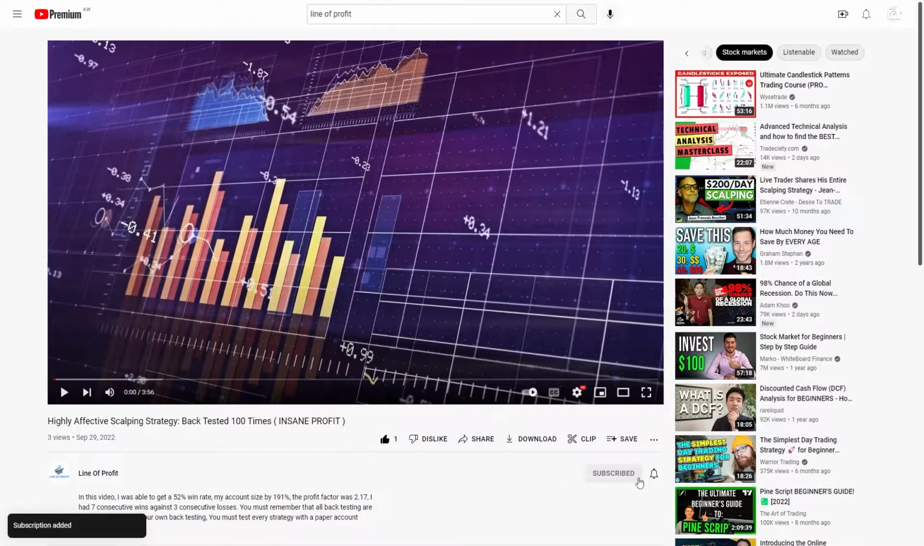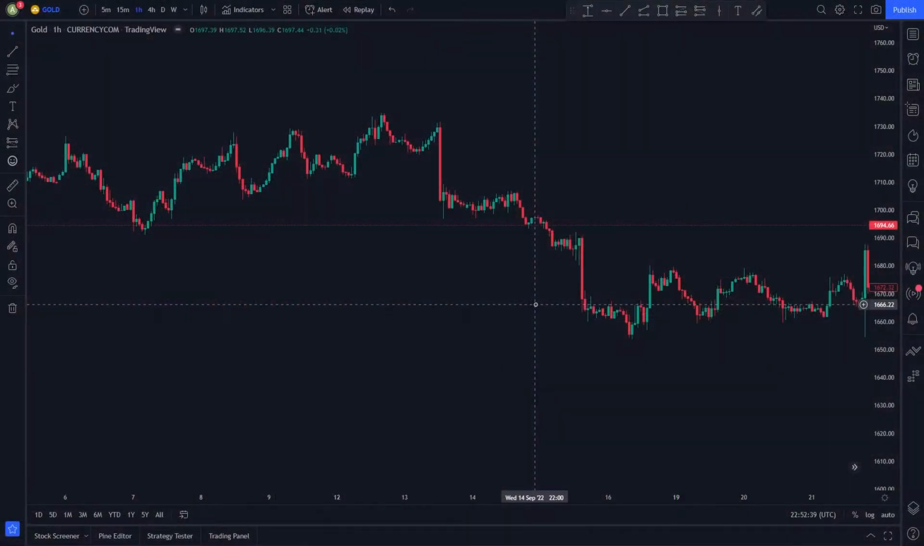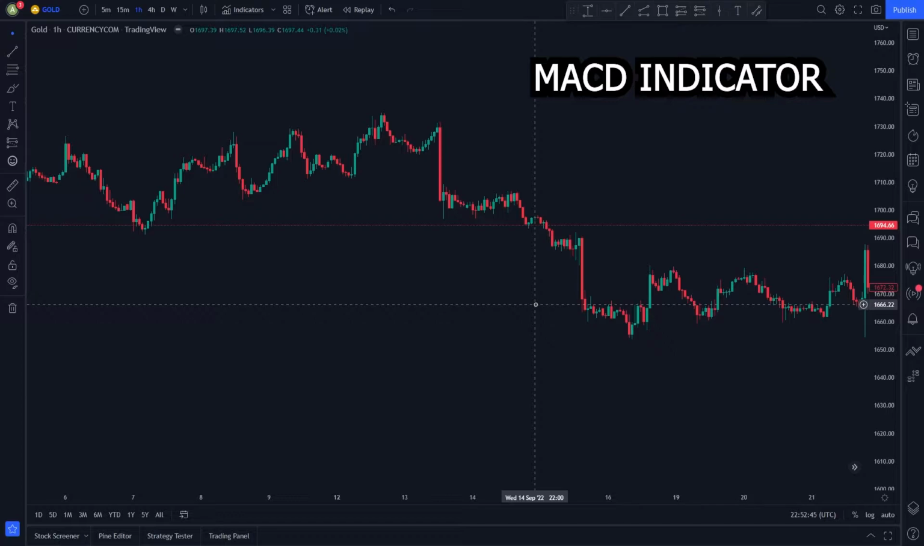Enough talking, let's get started with the strategy. Okay, so for this strategy, we will be using 2 indicators. The first indicator we are going to use is the MACD indicator. The MACD indicator is a trend following momentum indicator that shows the relationship between 2 moving averages. We will be using the MACD indicator for our positions entries.